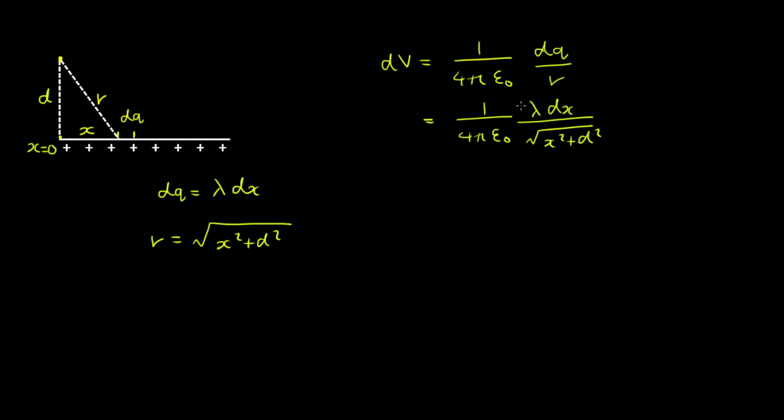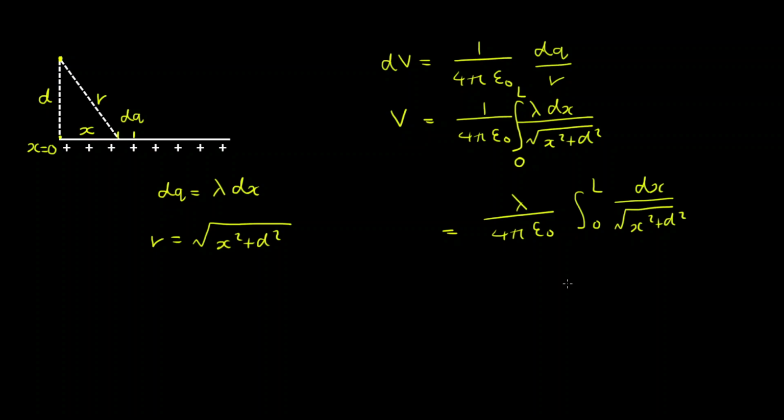So now if we integrate over the length of the wire, then what we're effectively doing is summing up the differential potential due to those infinitesimal charges all along the wire, from x equals 0 to the length of the wire. So that's equal to the electric potential at this point. Now we can take the constants outside the integral, so we have lambda on 4 pi epsilon naught times the integral from 0 to L, and we're integrating 1 over root x squared plus d squared with respect to x.